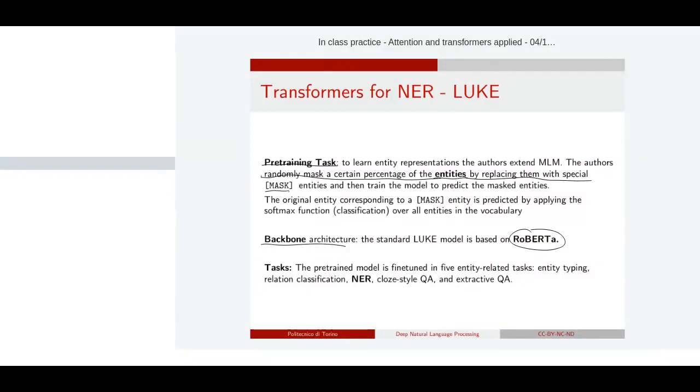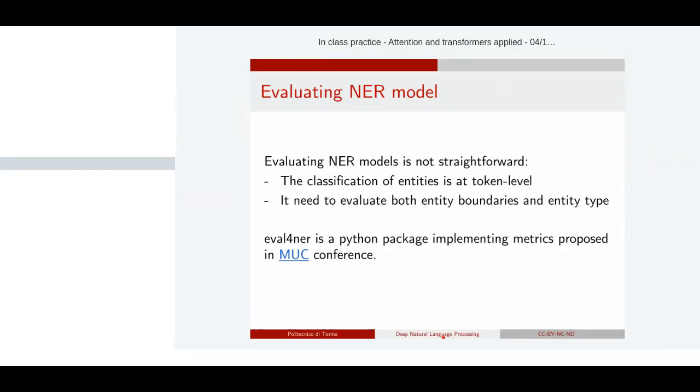The backbone architecture, the original architecture for LUKE, is RoBERTa, so it's the same as BERT but with dynamic masking, and you can then fine-tune the model to perform different tasks such as cloze-style question answering, extractive question answering, and named entity recognition. So you can use the same approach as BERT: pre-train using a specific pre-training strategy, and then fine-tune for a lot of tasks, such as question answering, named entity recognition, entity typing, and so on.